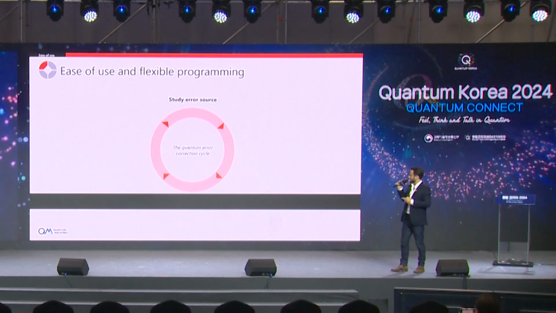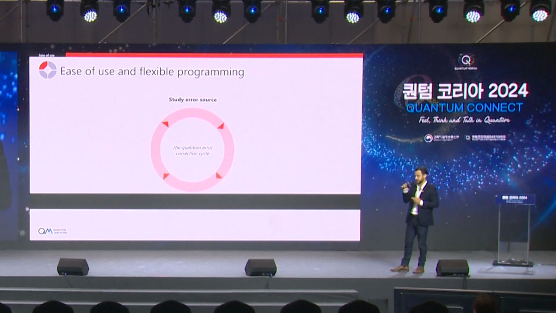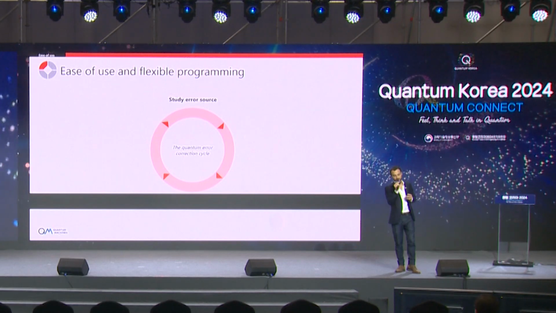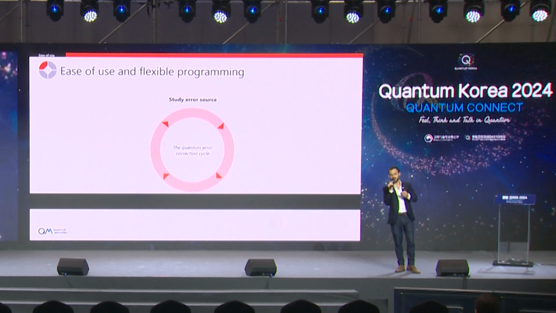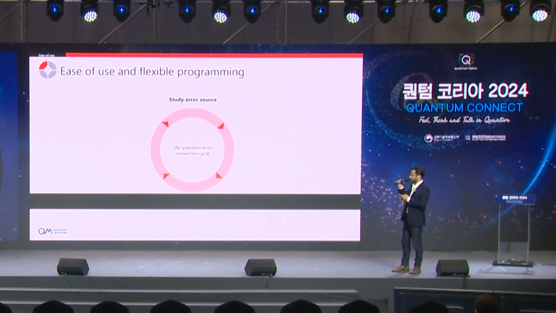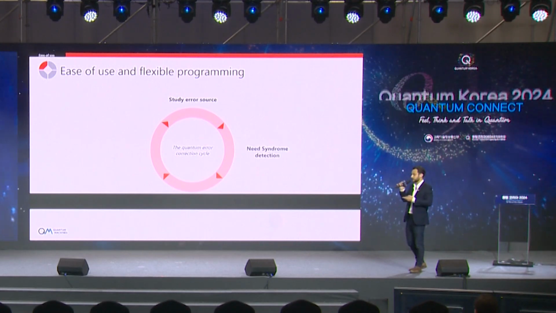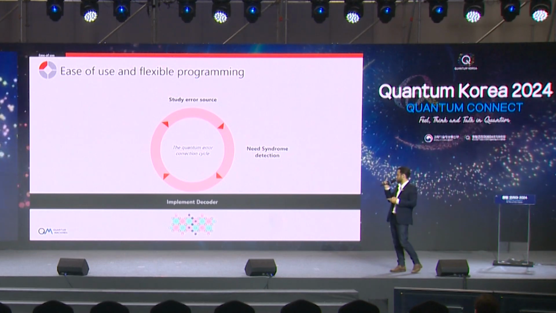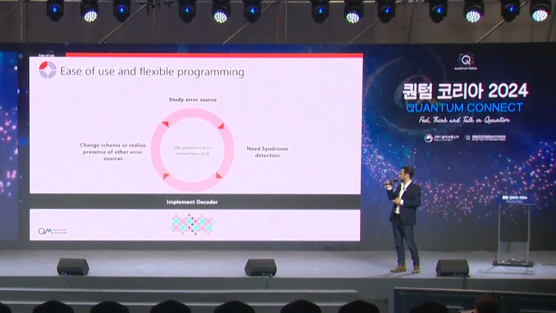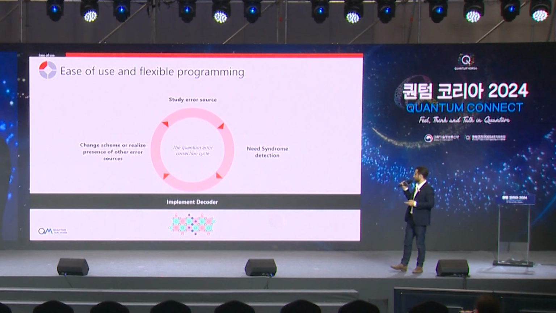So, lastly, I want to talk a little bit about ease of use to emphasize how important that is. And it is especially important because we're still in the early days of quantum, right? And the thing is that every month, every week, every year, we come up with completely new ideas. So maybe a completely new error source, and then we need a new syndrome detection in order to actually see it. We need to implement a decoder that will correct for these errors, and then we are completely changing the scheme in order to address that.